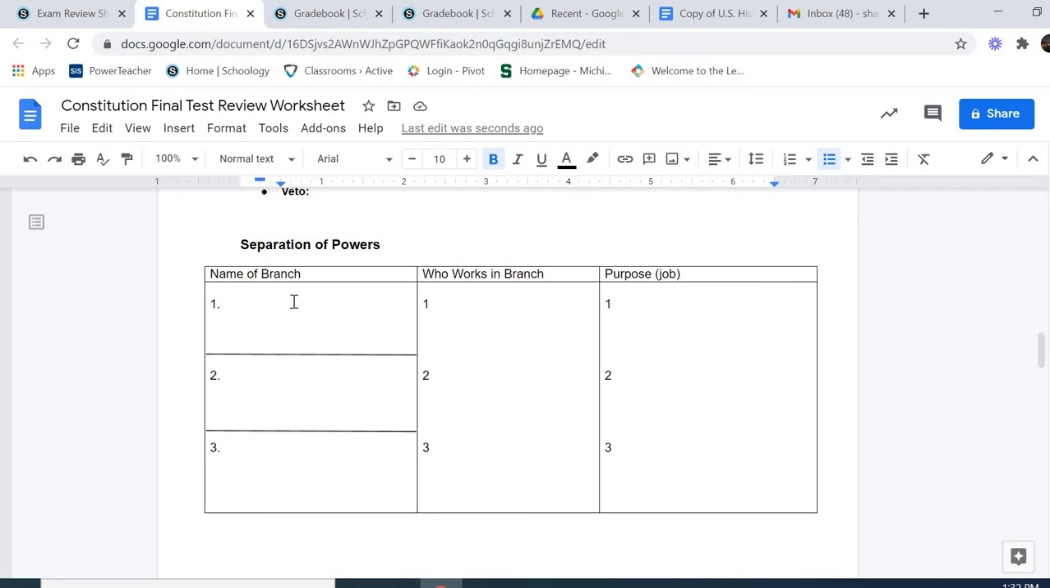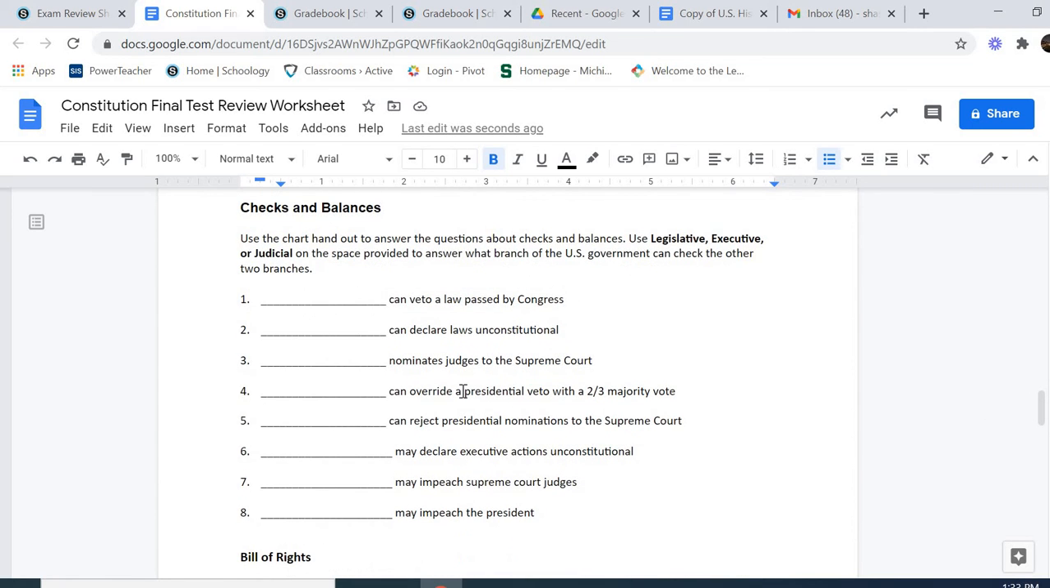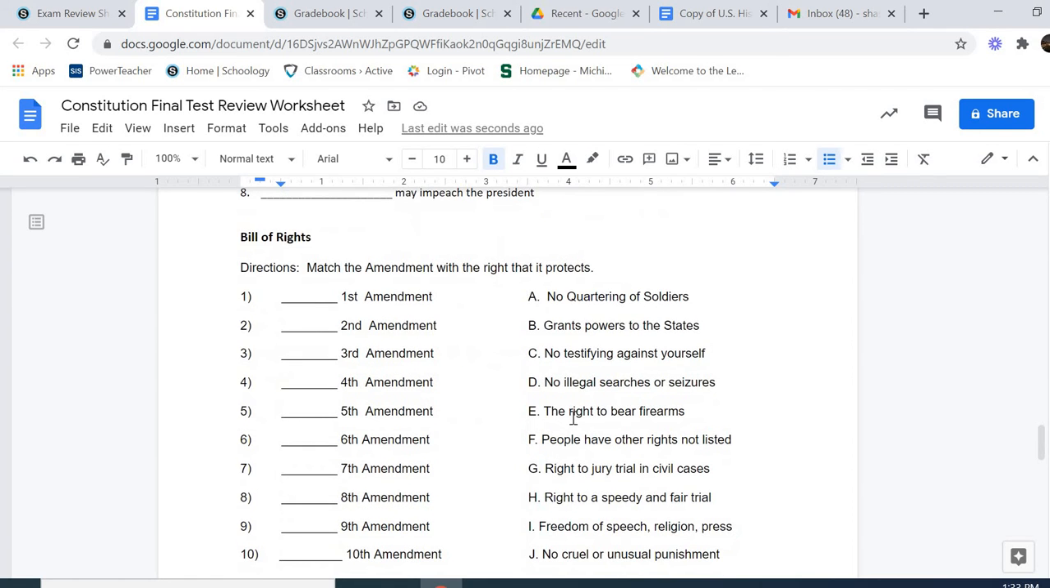Here is a quick reminder of the 3 branches. What are the 3 branches? Who works in each one? The Supreme Court, the President, and Congress. And what is their job? Do they make laws, interpret laws, or enforce the laws? Checks and balances, once again just saying who has power over the other, so which branch can veto a law passed by Congress, and so on and so forth.